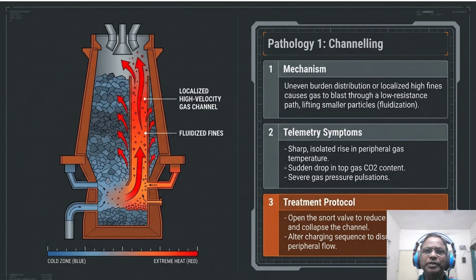So our immediate protocol is to open the slot to collapse the channel and reset the burden distribution. Of course, this is not that straightforward. Definitely, in that sort of situation, temperature and pressure will also be guidance parameters, where they will show the operator that localized delta pressure tappings are also giving you signals.